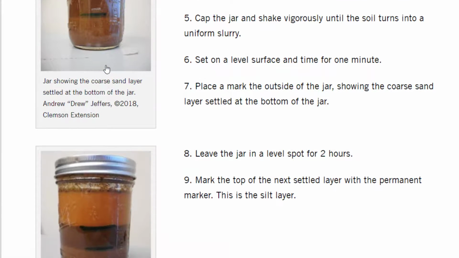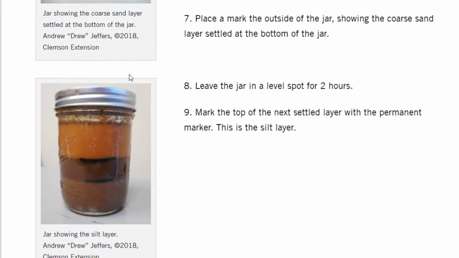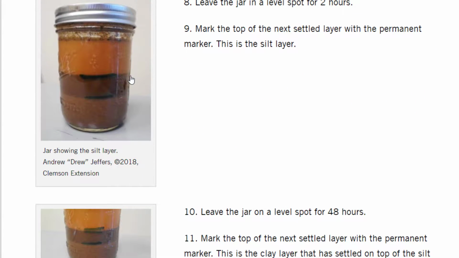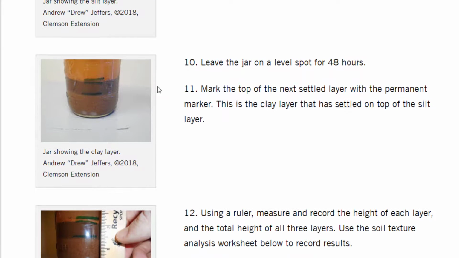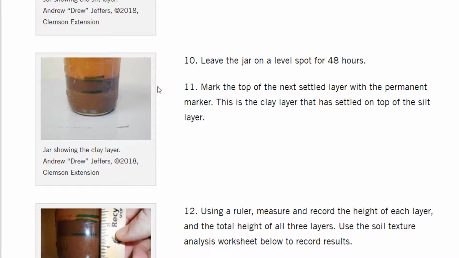The next thing we're going to do is wait for 2 hours, and after 2 hours, the silt in our soil should be settled out, and we're going to make another mark like this one right here. And then we're going to wait for about 48 hours. That's about how long it takes for those clay particles to really start to settle out. And it's important that we add that soap to help those clay particles sink. If we don't, we might have murky soil for days and not really get it settled out.